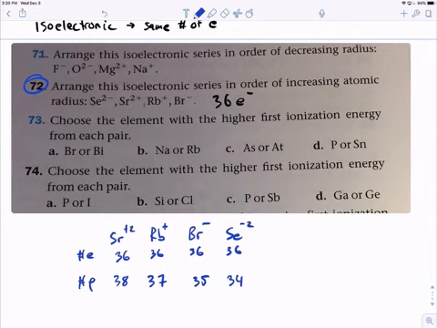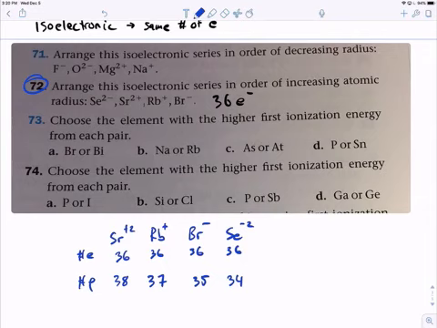With this, you should probably be able to logic your way through it. If it's isoelectronic, you know that since they all have the same number of electrons, the negative ions are going to have more electrons than protons, and the positive ions are going to have more protons than electrons.